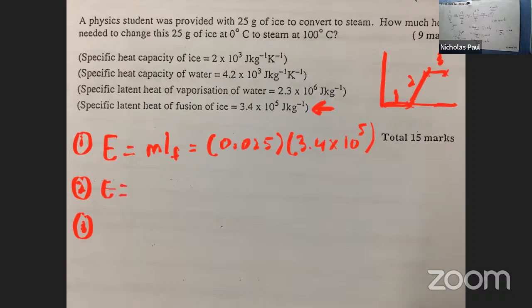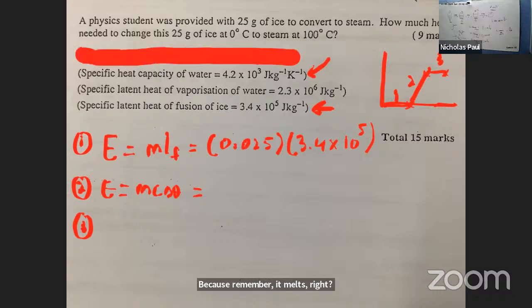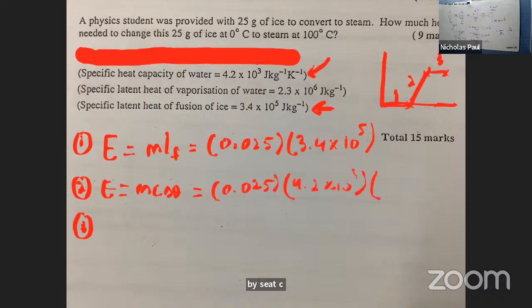Next one, E is equal to m c delta theta. As I said, c is specific heat capacity. Remember, it's water, so don't choose the first one. Why can't I choose the first one? Because remember, it melts, so it's no longer ice. So it's 0.025 by c, where c is 4.2 by 10 to the minus 3, by the temperature change. What's the temperature change in stage 2? 100, it went from 0 to 100.